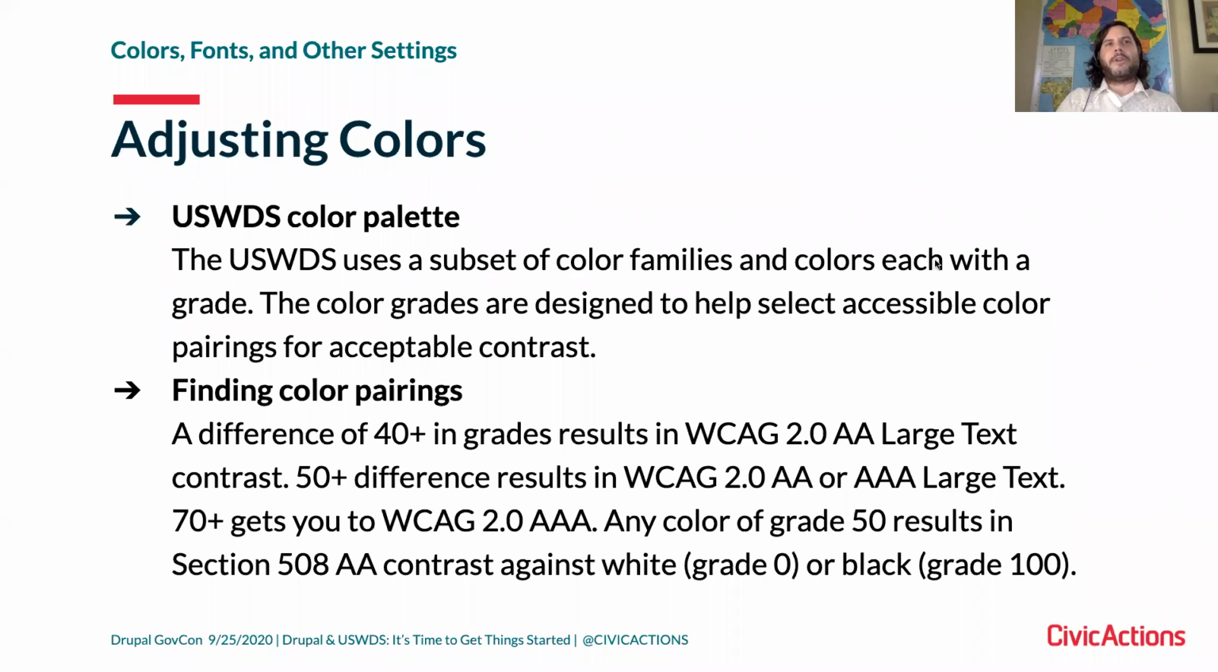And something to note about USWDS before we get too deep into it is that USWDS uses a subset of color families and colors. They're all marked as a grade, and the color grades are designed to help select accessible color pairings for acceptable contrast. So a difference in 40 plus in grades results in a WCAG 2.0 AA large text contrast. 50 plus difference, that means if you're using like blue 10 and red 70, that's a 50 plus difference, that will result in a WCAG 2.0 AA or AAA large text contrast.